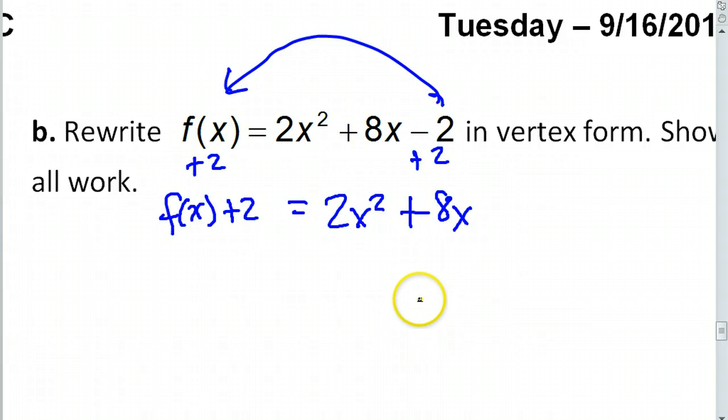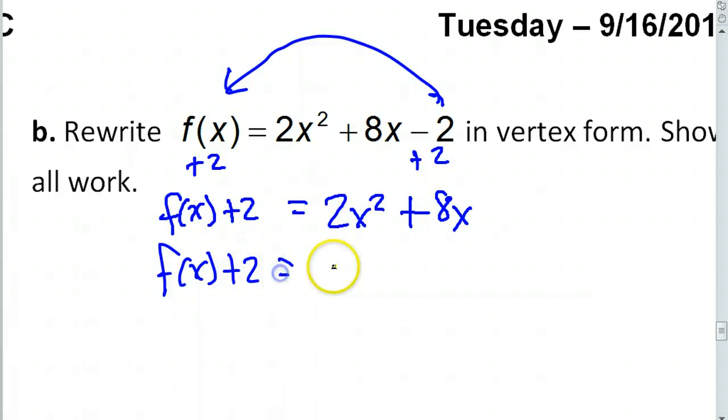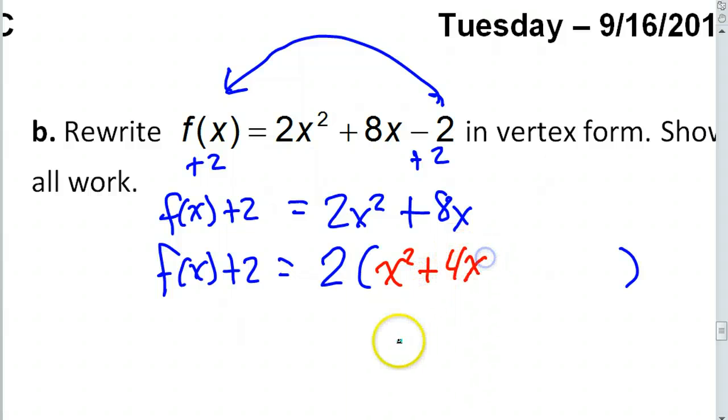It's been a while since we did this, so really pay attention. At some point, we're going to do half the middle and square it. But it's not time for that yet because we have this 2 in the front. We have to pull that outside of parentheses. So I'm going to pull it out as a common factor, and that leaves behind x squared plus 4x.